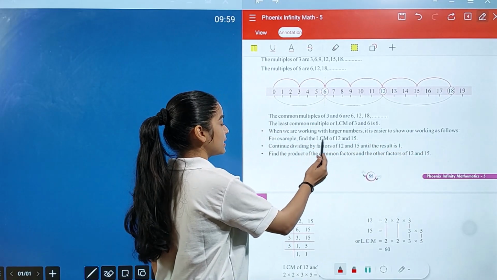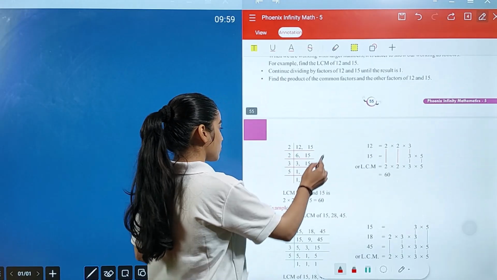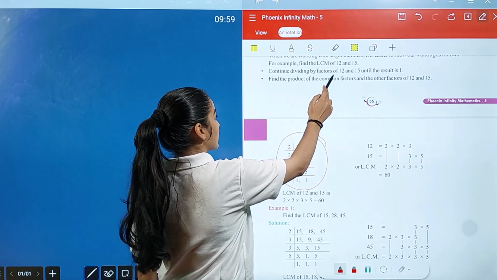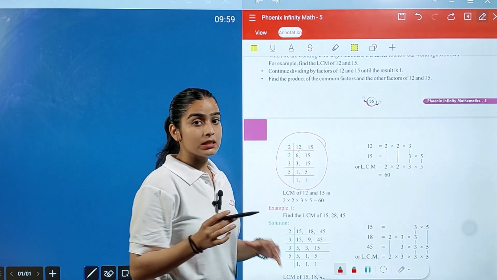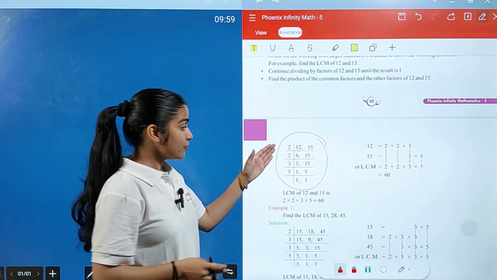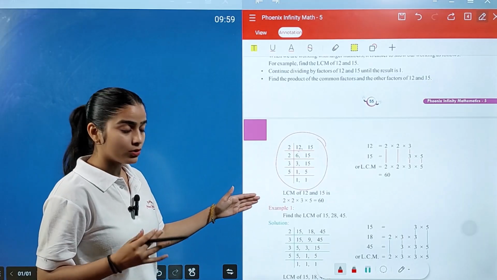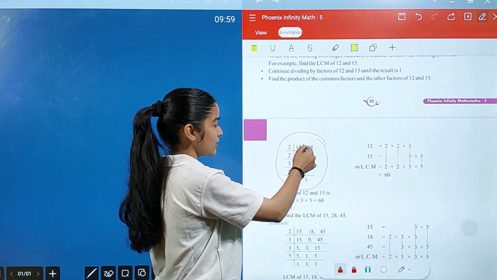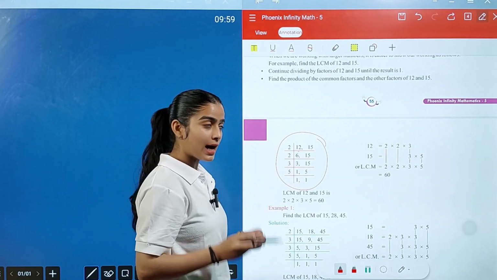For example, find the LCM of 12 and 15. So here we have our example, 12 and 15. Continue dividing by factors of 12 and 15 until the result is 1. So we have to divide until we get 1. In 2's table, 12 comes at the place of 6, but 15 is not coming, so we have to write 15 as it is.